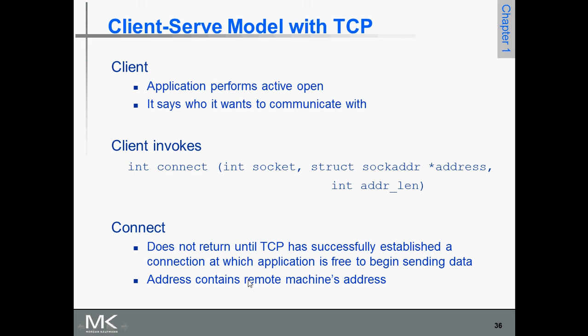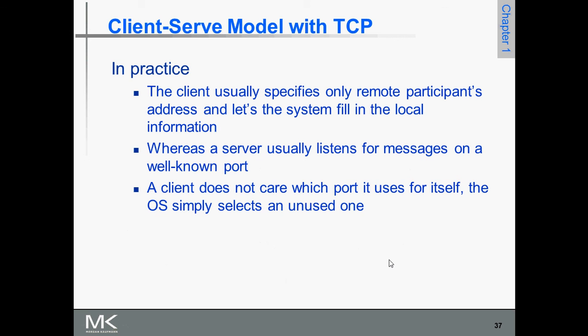Here this address contains a remote machine address. In general, in regular practice, the client usually specifies only the remote participant's address and lets the system automatically fill in the local information. On the server side, a server usually listens for messages on a well-known port. So the port is already defined in the server. The client actually does not care which port it uses for itself. The OS simply selects an unused one at the client end.